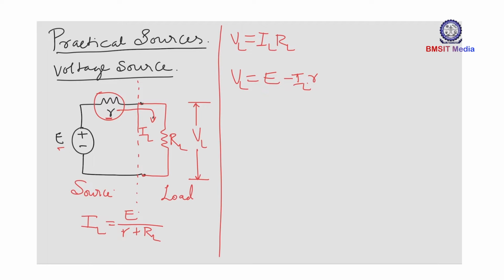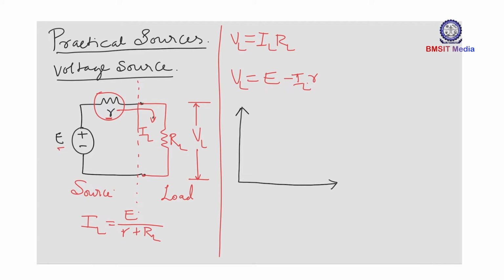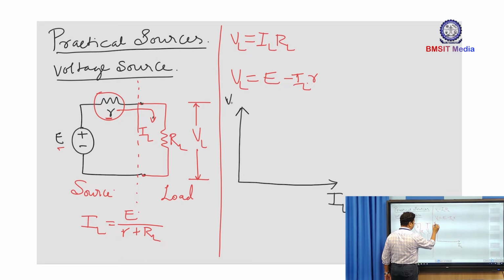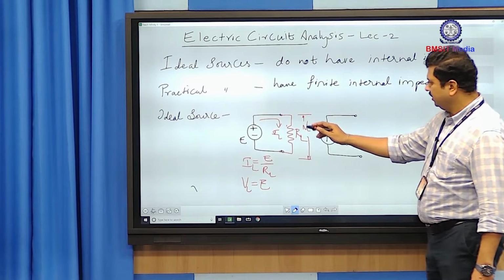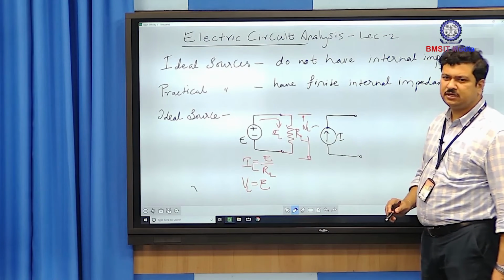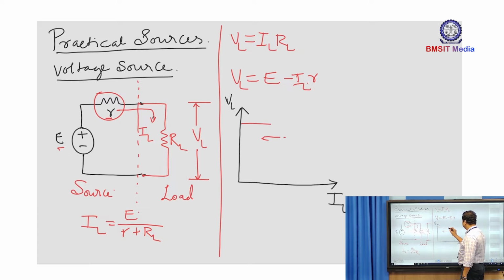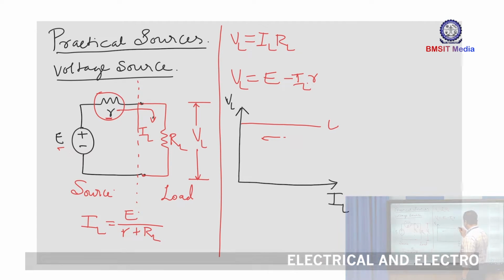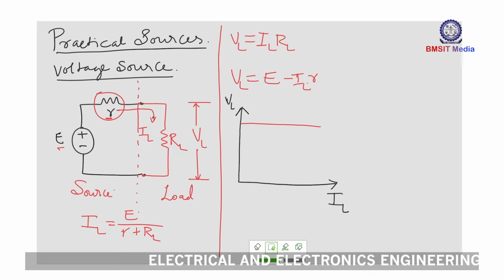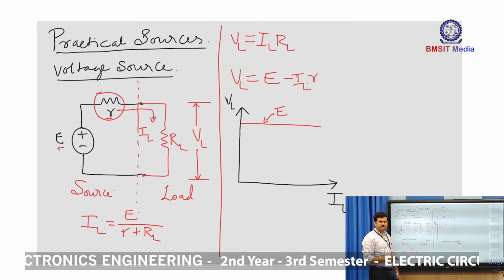Now, if I plot the terminal voltage VL against the load current, then in an ideal case we observe that, irrespective of the load connected, my terminal voltage will remain equal to the source voltage E. So, in the characteristic, I can mention this as the terminal voltage E. This is my E, the same source value that the voltage source possesses.